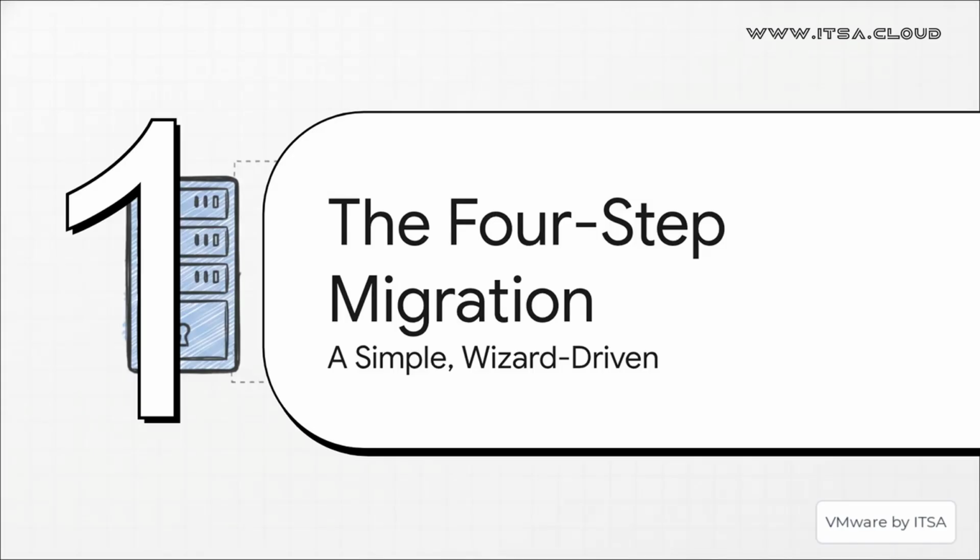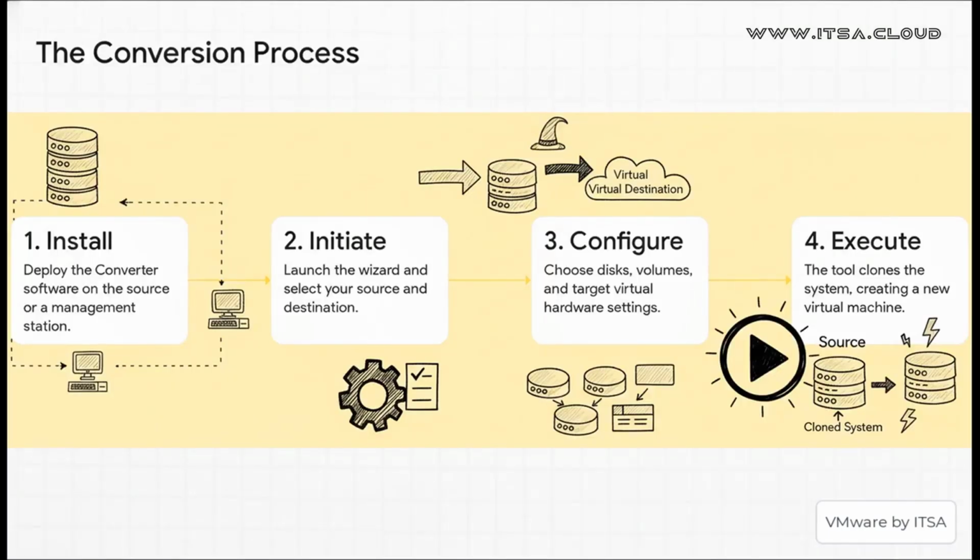Now, you're probably thinking a process this powerful has got to be super complicated, right? Actually, that's the beauty of vCenter Converter. It boils the whole thing down to a simple, wizard-driven process. Let's just walk through the four main steps right now. It really is this straightforward. Step 1, you install the software. Easy enough. Step 2, you launch the wizard and basically just point it at the machine you want to copy, and then tell it where you want the new virtual version to go. Step 3, you tweak a few settings, like which hard drives to copy. And finally, you just hit execute and let the tool do all the heavy lifting. It just clones the system for you.